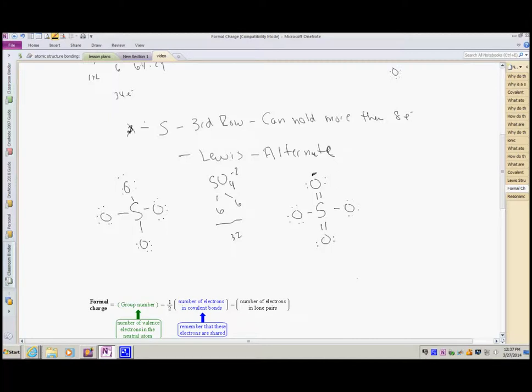Okay. So we have 2 options here. Which option are we going to assume is better? Okay. So we use formal charge for this.